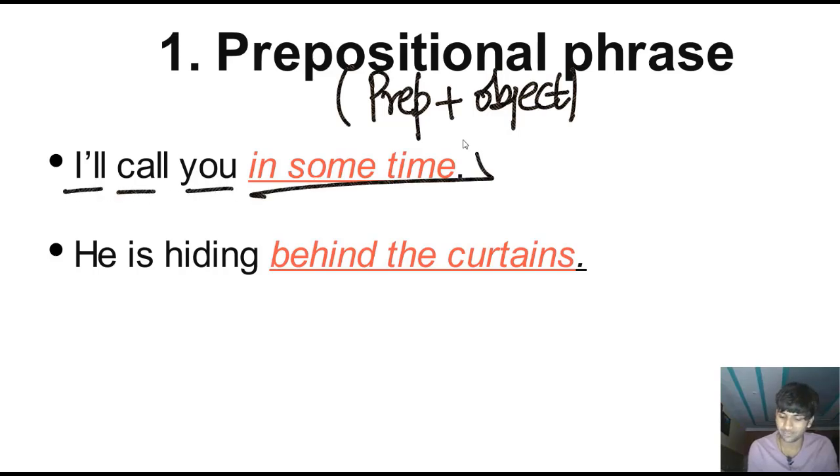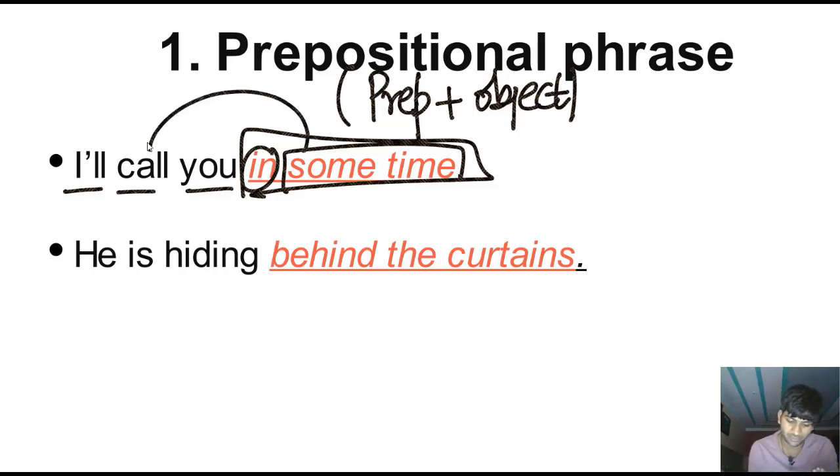When? In some time. So in some time is a prepositional phrase starting with the preposition in, followed by the noun phrase some time, functioning as an adverb, talking about the time of the action. When will it happen? It will happen in some time. It's modifying the verb call, talking about the time of the action.